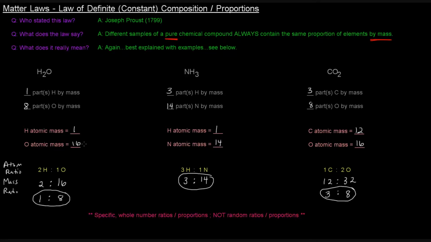So that's basically what the law of definite composition is. It's the idea that we have specific whole number ratios, right? And they're not random ratios or proportions. As long as you have a pure chemical compound, the ratios by mass for that compound will always be the same. That's the idea behind this law.